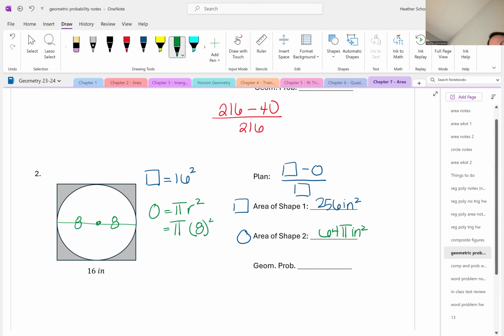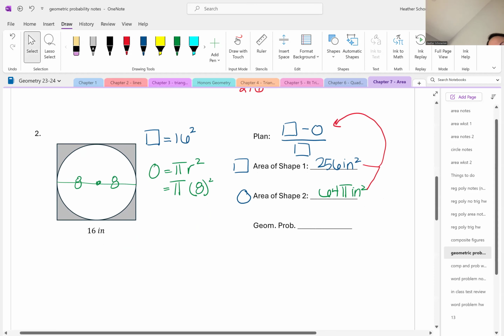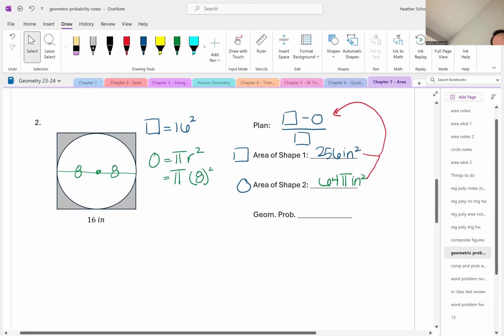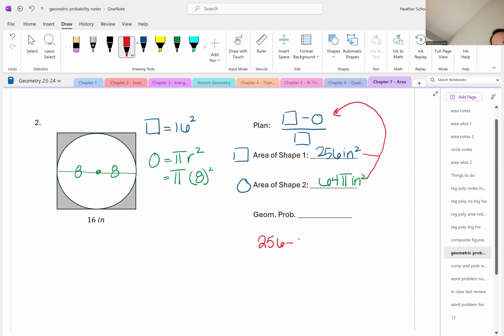Now that we've found the two areas, we're going to take these two numbers and plug them into the plan. That's why we have the plan, so we know what to do once we get the areas. So on this one, I'm going to take 256 minus 64 pi and divide it by 256 because I wanted square minus circle divided by square. All right, let's put this in our calculator.